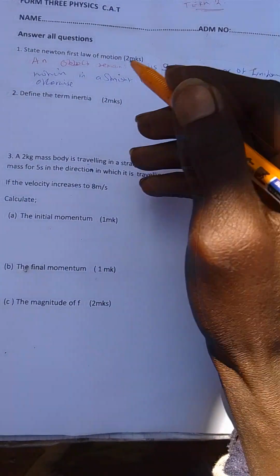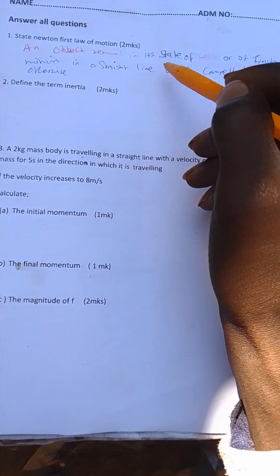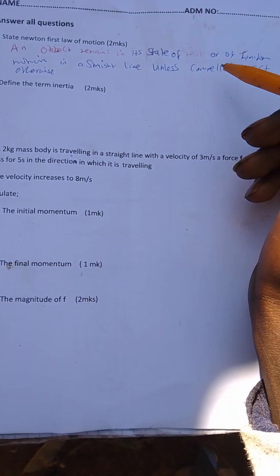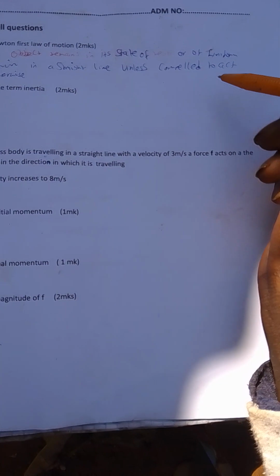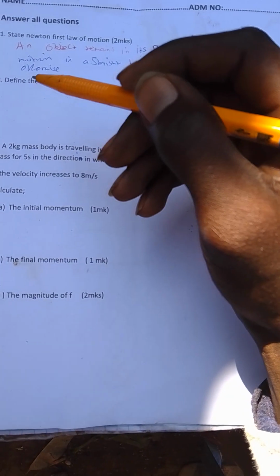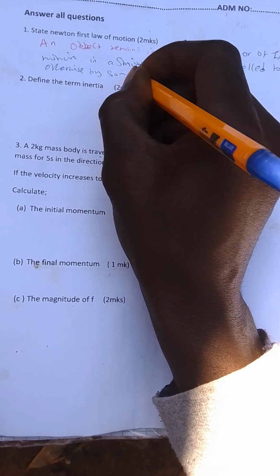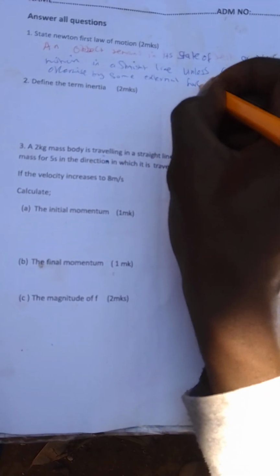So we say that Newton's first law of motion states that an object remains in a state of rest or of uniform motion in a straight line unless compelled to act otherwise by some external force.